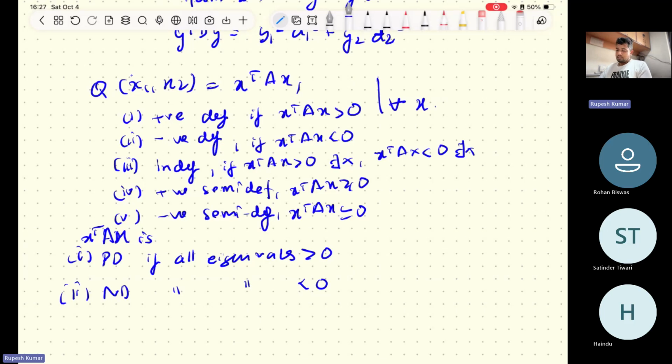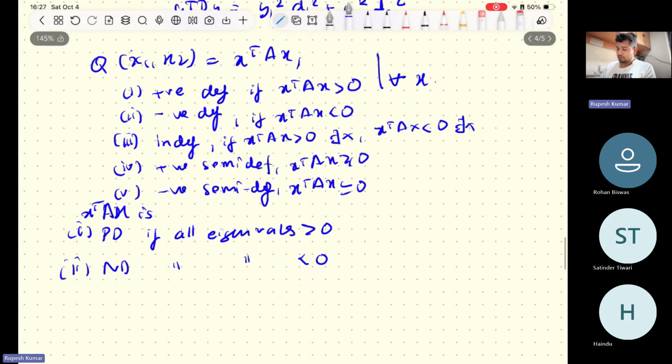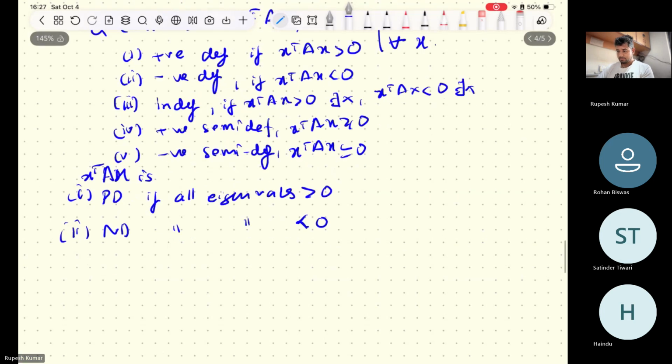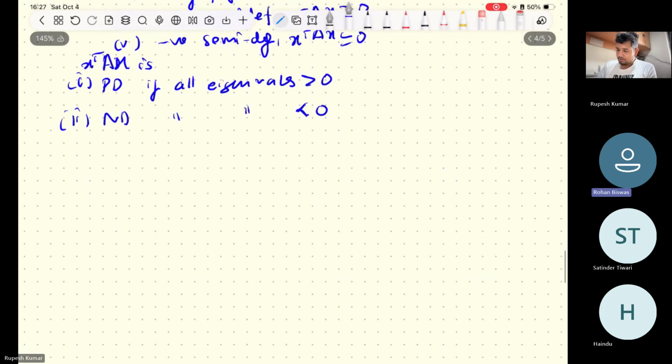That's it, right? Another thing: x transpose Ax is positive definite if all the eigenvalues are positive, negative definite if all the eigenvalues are negative, and the semi-definite and indefinite rules follow similarly, right? Everyone, is this clear? Now, get the proof of why this depends on the values of the eigenvalues. Anyone? If A is a real symmetric matrix.